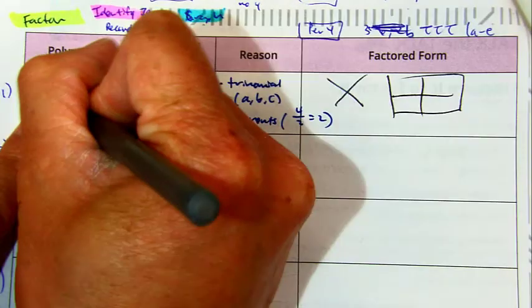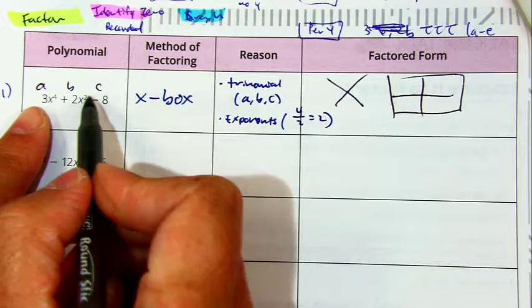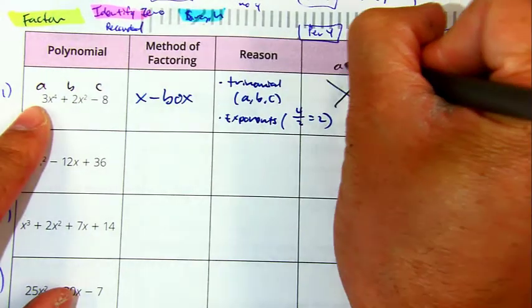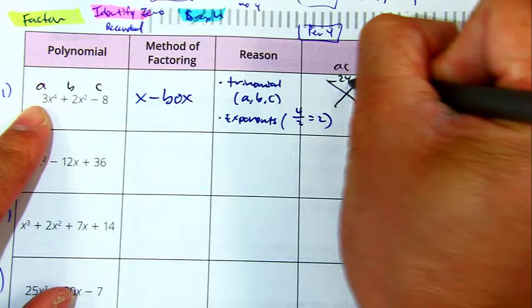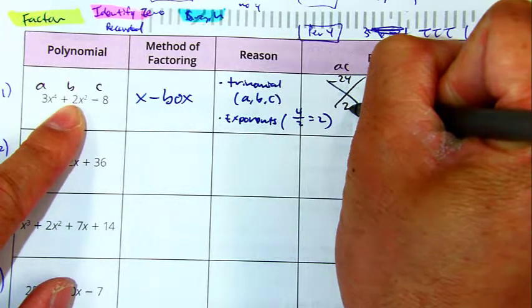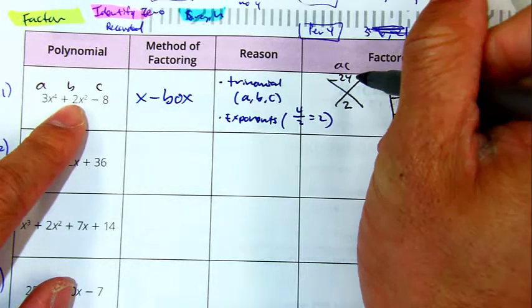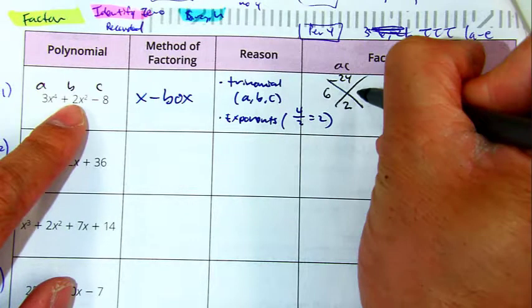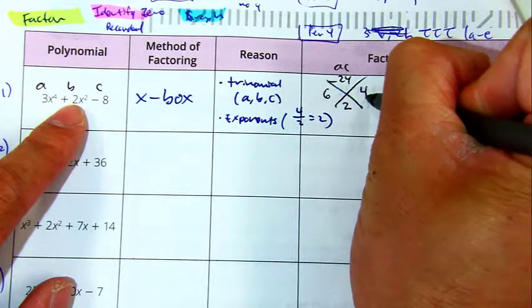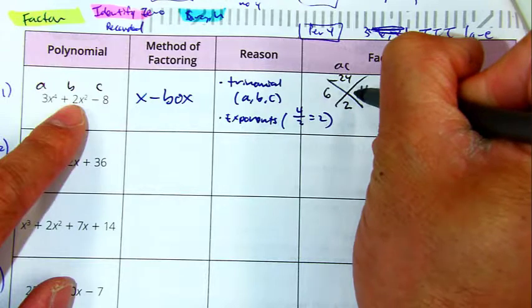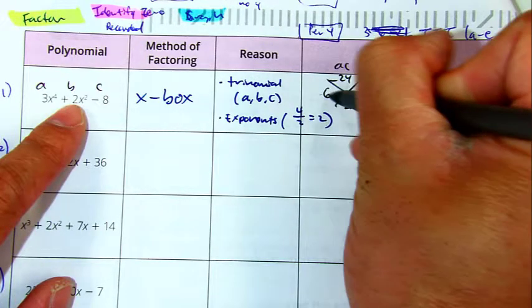So A, B, C, remember the ABCs are just numbers. A times C is negative 24, B value is 2. My two numbers are going to be 6 and 4, is that right? And then two numbers that multiply are going to be negative 4 times 6, and they add to be positive 2.